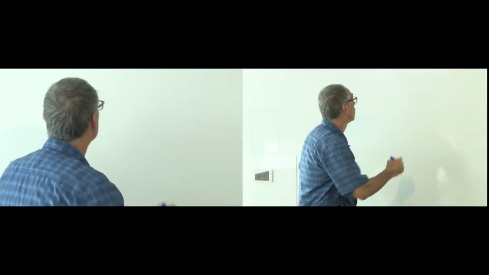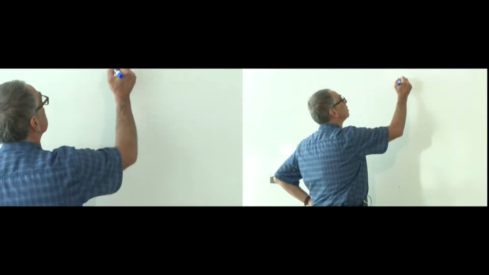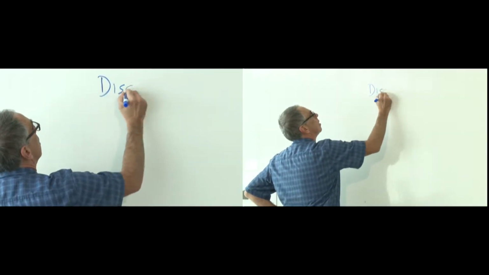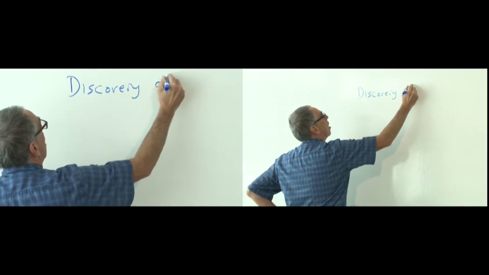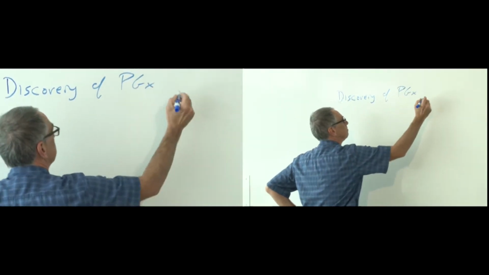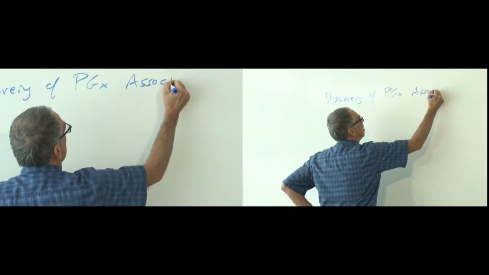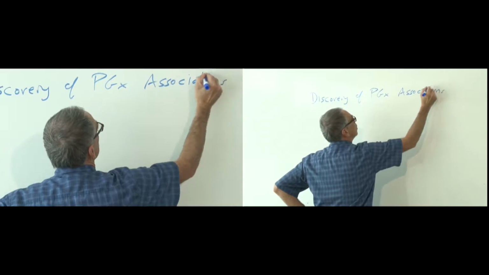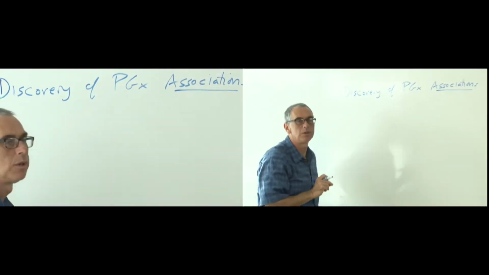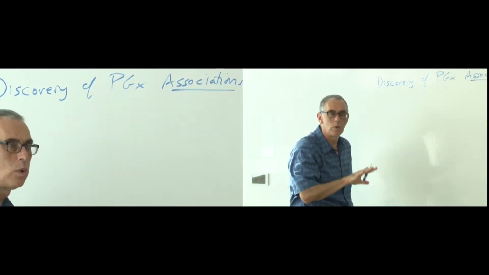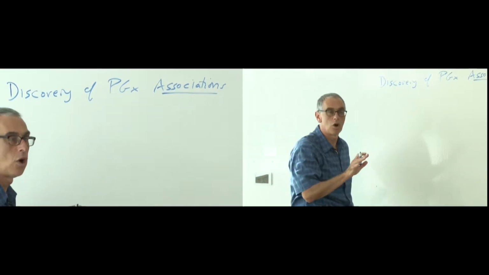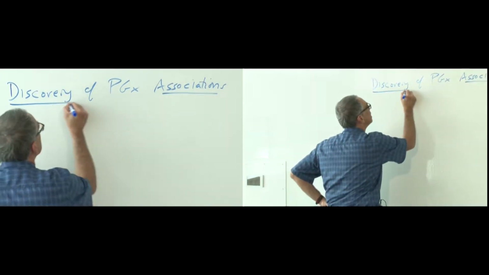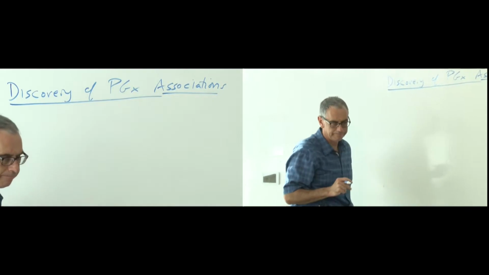Okay, in this segment, we're going to talk about how we discover pharmacogenomic associations. Discovery of PGX associations. And please note, I'm using the word association. That could be purely statistical, and there is always work to be done to identify the causal variation. But let's at least find the associations first.